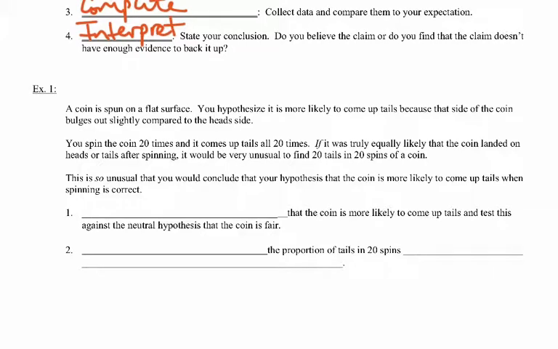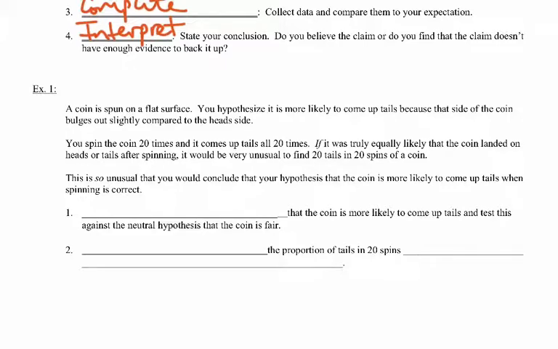So let's just start with a basic example here. Suppose we have a coin, and the coin is spun on a flat surface. You make the hypothesis that it is more likely to come up tails because that side of the coin bulges out slightly compared to the head side. So to test this hypothesis, you spin the coin 20 times. All 20 times it lands on tails. So I want you to pause for a second. I want you to just think about the likelihood of that happening. If I flip a fair coin 20 times, we would expect about 10 of those times for it to land on tails, right? 50% chance it would land on tails. However, if I spin it 20 times and all 20 times it lands on tails, you'd probably be a little bit suspicious that something is weird about that.